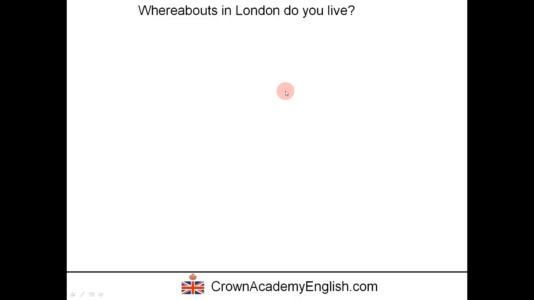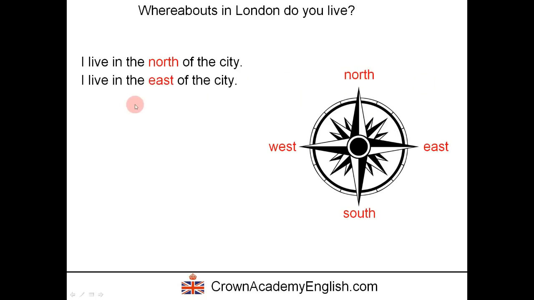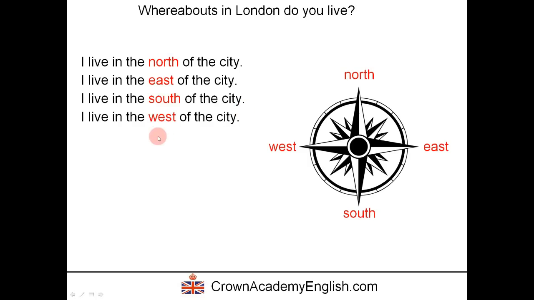Let's look at some more possible answers to the question, whereabouts in London do you live? Here we have a compass, and we have the 4 points of the compass: north, east, south, and west. So we can say, for example, I live in the north of the city, or I live in the east of the city, in the south of the city, or in the west of the city.